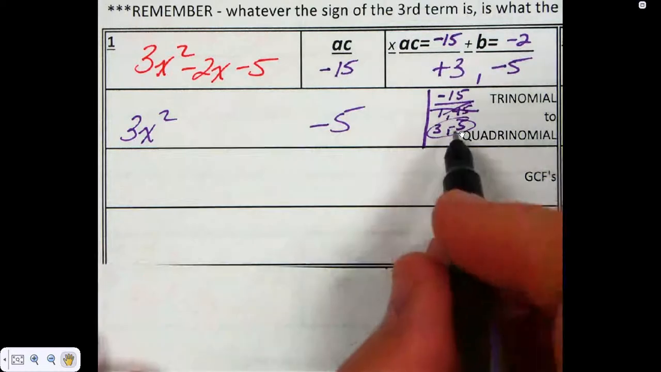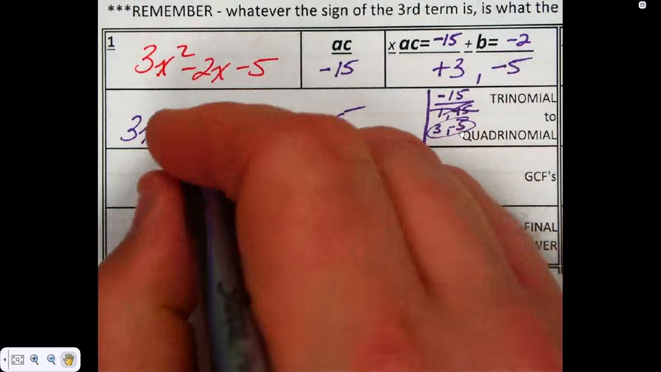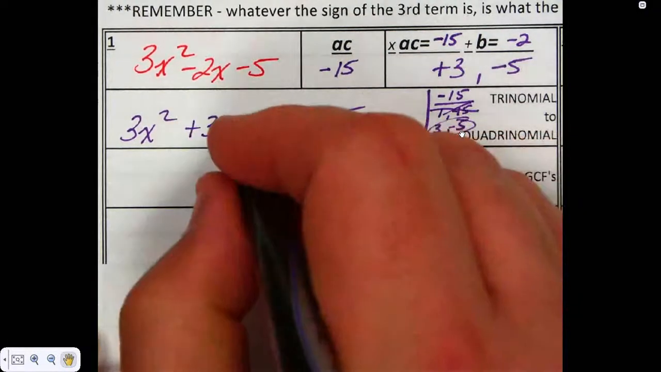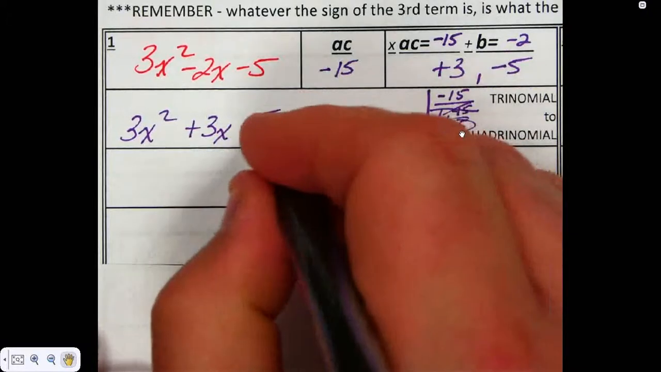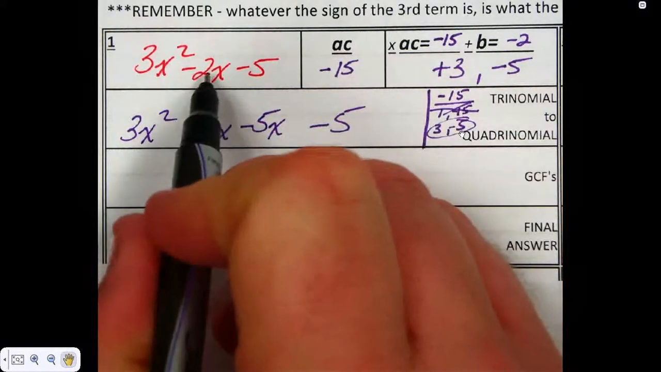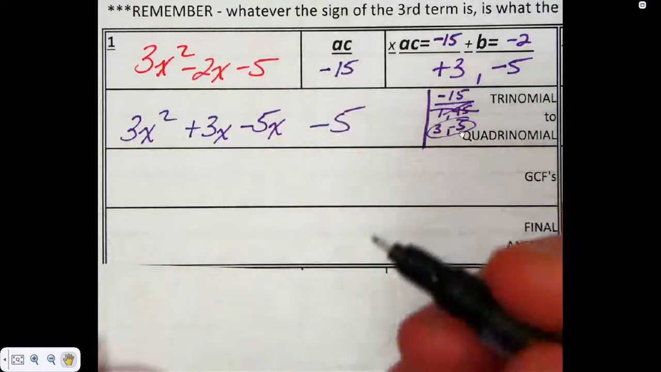I need to rewrite the middle term using our special numbers we just found. So this becomes a plus what? 3x minus what? 5x. You see how, if I simplify this, it's the same as that. Would everyone agree? And that has to be the case.